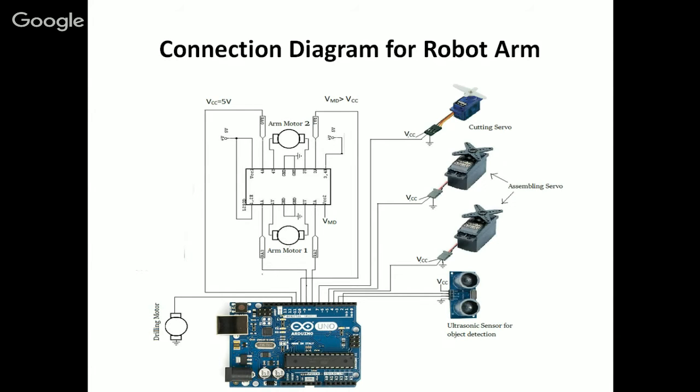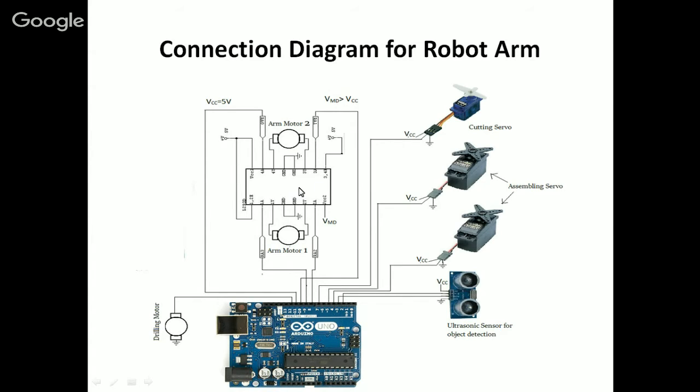This is a connection diagram of the robot arm. The Arduino Uno is the brain behind this robot. It gives commands to the motors and servo motors, and the ultrasonic sensor takes the signal of the object, the distance in centimeters, and takes the action it has to do with this prototype. Now this is arm motor 1, arm motor 2, and the drilling motor.